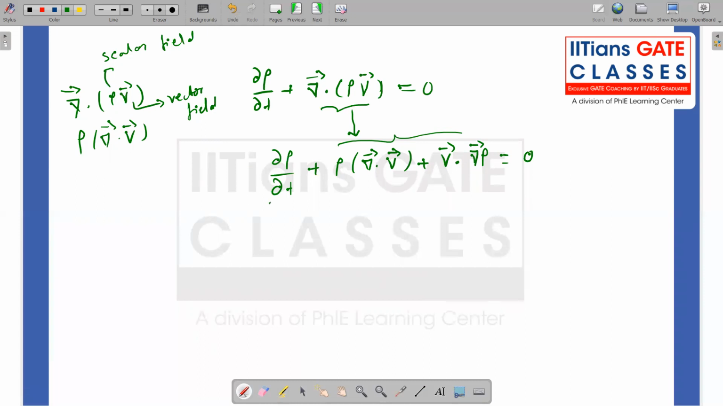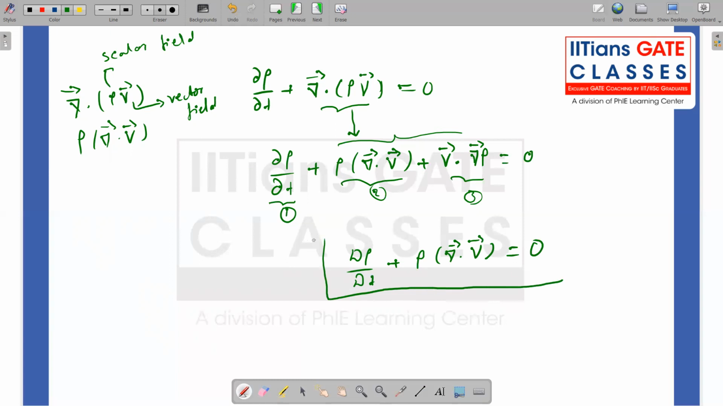If I have the first term and the third term together, this is the second term. The first term and third term, say, as this is a total derivative, right? So I can write together dρ/dt plus ρ times del dot v is equal to 0. This is another form of the continuity equation.